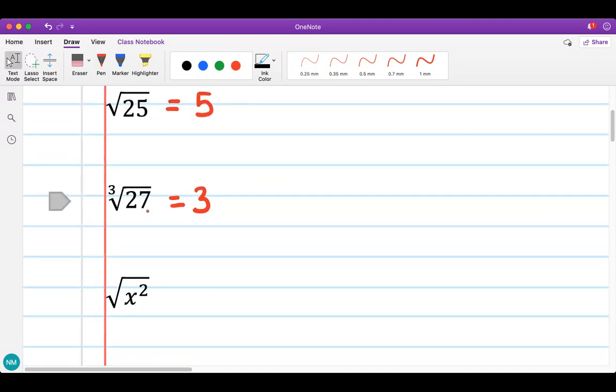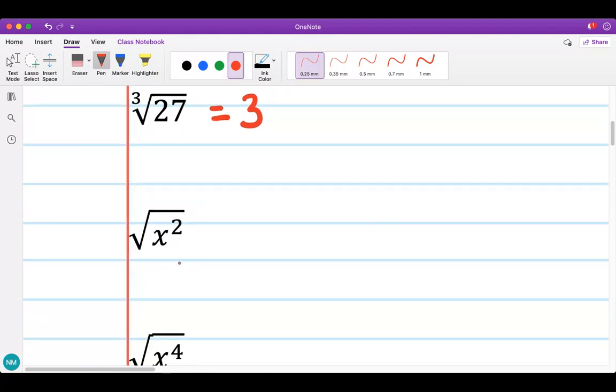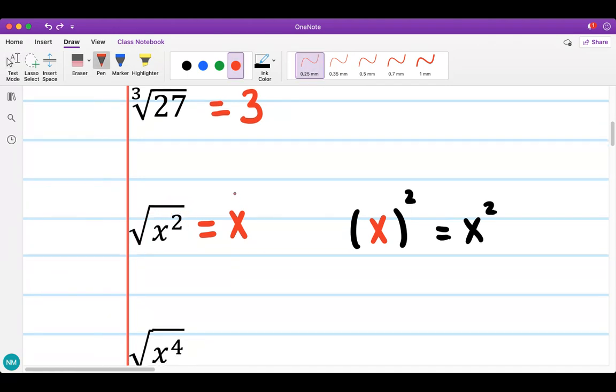So this is asking, what is the square root of x squared? You ask yourself, what squared equals x squared? Well, this one's pretty easy. x squared equals x squared, right? So the answer is x. The square root of x squared is x, which we know from solving square root equations. We know that the square root is the opposite of the square. So therefore, the square root of x squared is just x by itself.